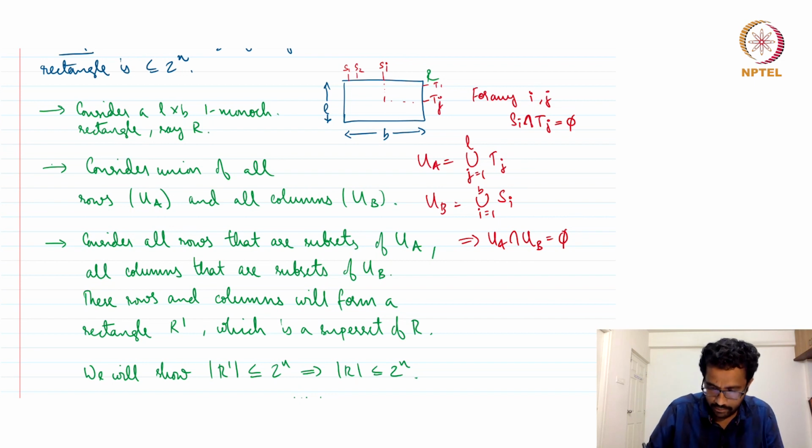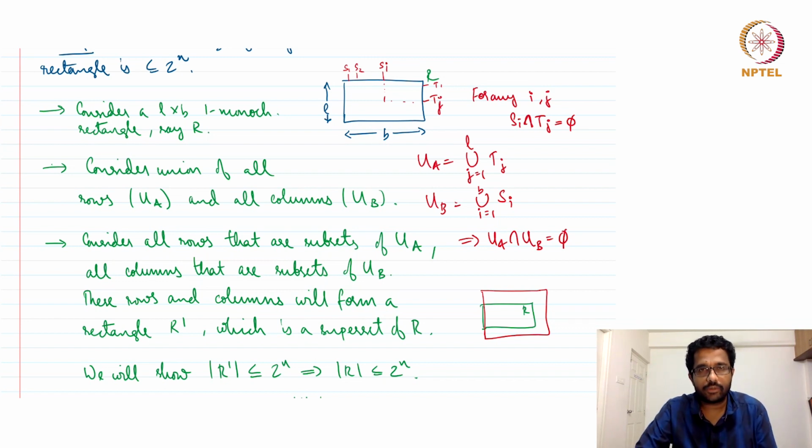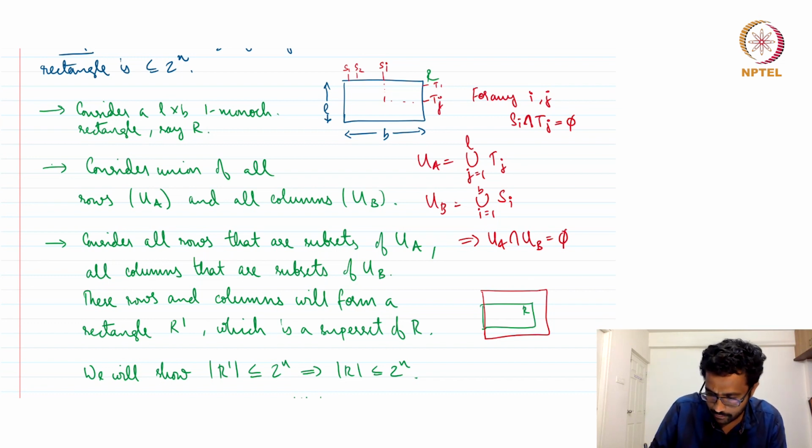So let's say this is R. What I am saying is, consider all the rows that are subsets of UA. So there could be other things that are not in R, right? So maybe I'll use red color. So maybe it's something like this. So this is all the subsets of UA, but then R will certainly be contained in this, because all the rows corresponding to the rows of R are indeed subsets of UA, because UA was constructed by taking the union, and all the columns of R are subsets of UB. So R will certainly be a subset of this matrix.